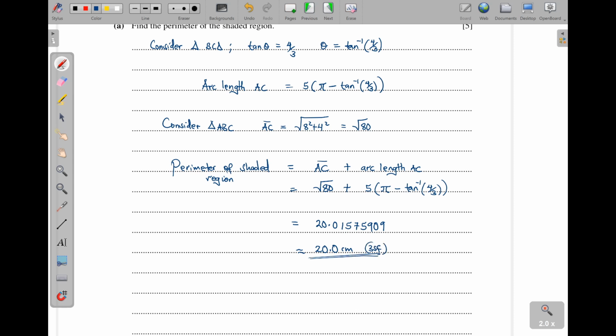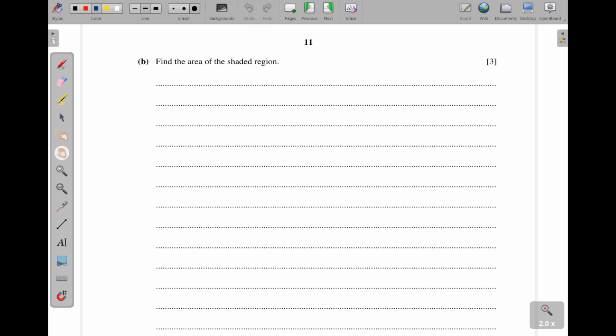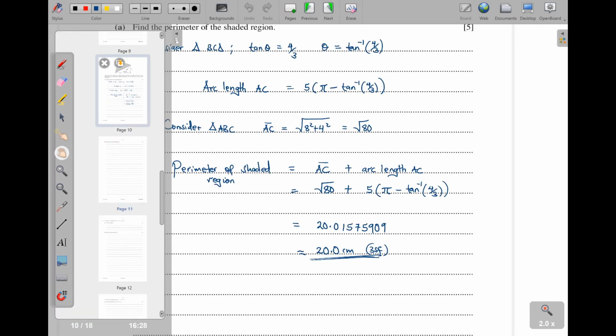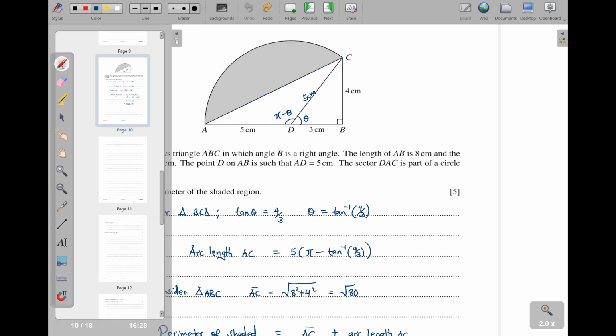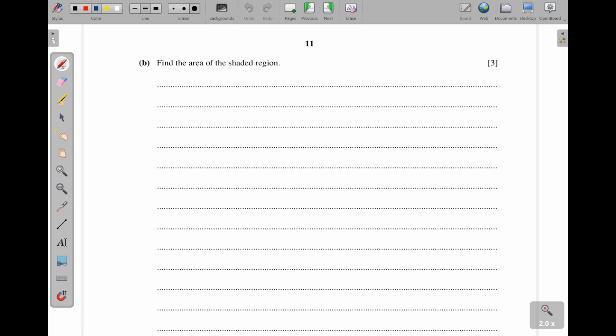That is that. Then part B, find area of the shaded region. So when you check here, for the area of this shaded region, we shall get area of this sector here. Then we subtract area of this triangle here. As simple as that. So shaded area shall be equal to area of sector minus area of triangle.